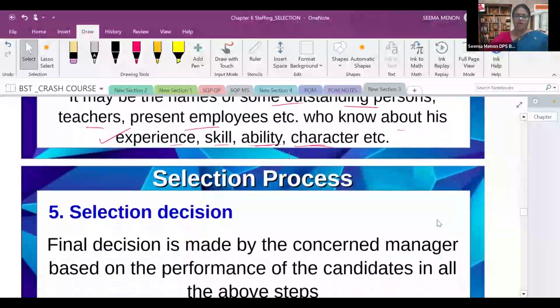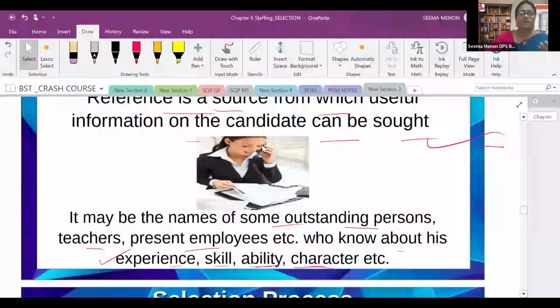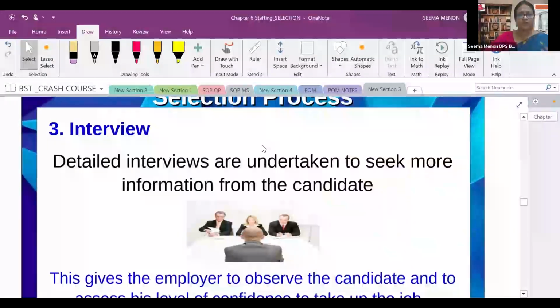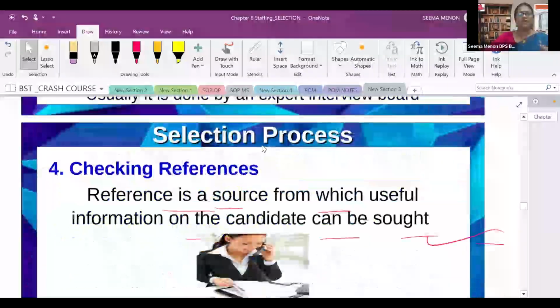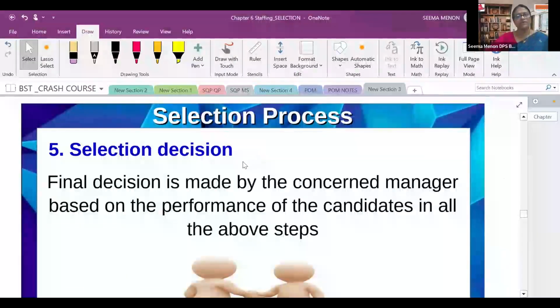Next one, selection decision. After completing the preliminary screening, the selection test, then the third one, the interview, then checking references. After crossing all these four, it comes to the selection decision.